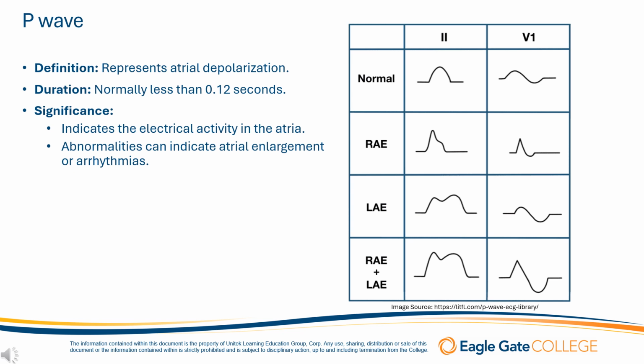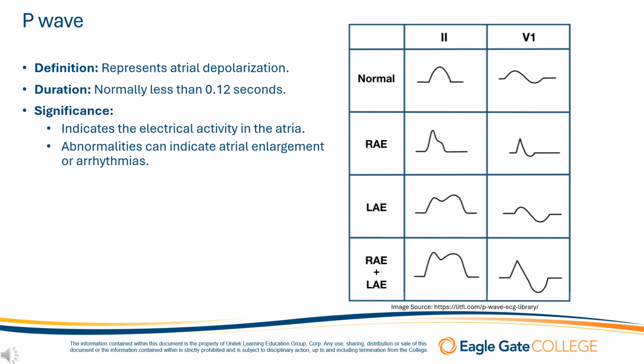If the P wave has an unusual shape or it's inverted, it may indicate that the electrical impulse is originating from an ectopic focus within the atria rather than from the SA node. This can occur in conditions such as atrial tachycardia. In clinical practice, careful examination of the P wave can help in the early detection and management of these conditions.